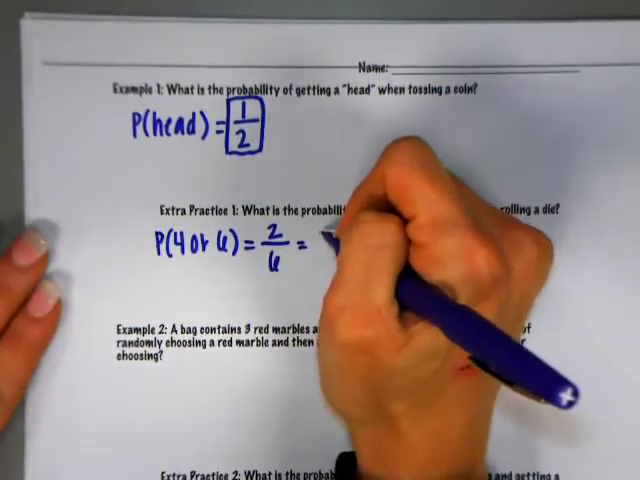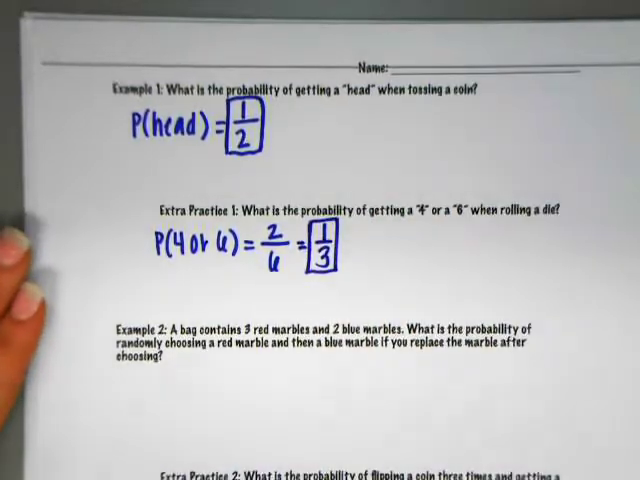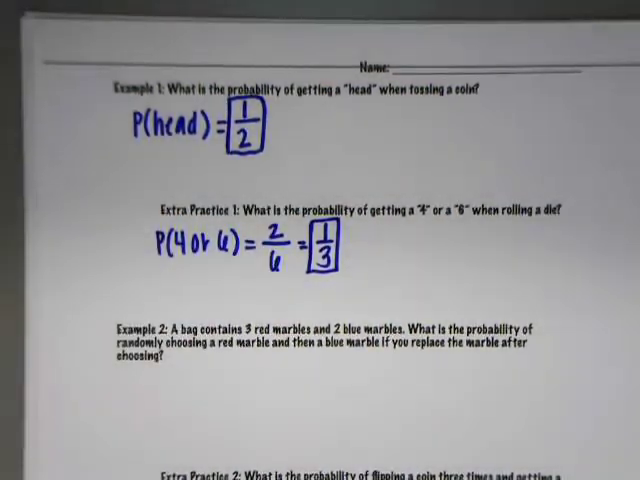1/3. 1/3. Mm-hmm. Where'd you get the 2 from? I don't know. Where'd you get the 2 from? Because you could get a 4 or a 6. So that's 2 numbers that you would win.